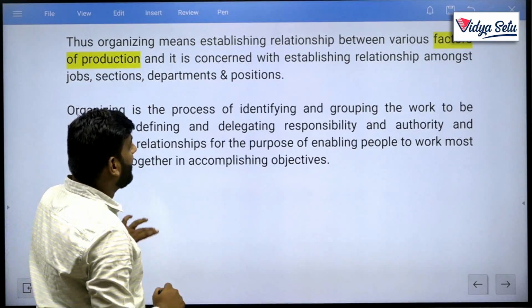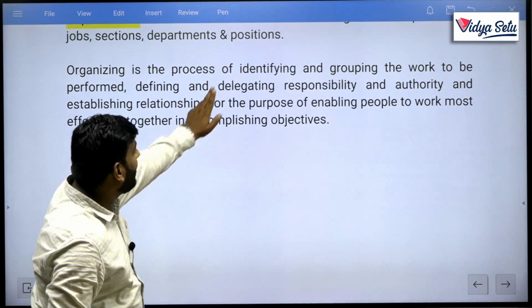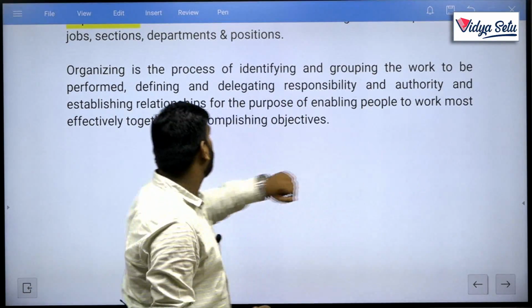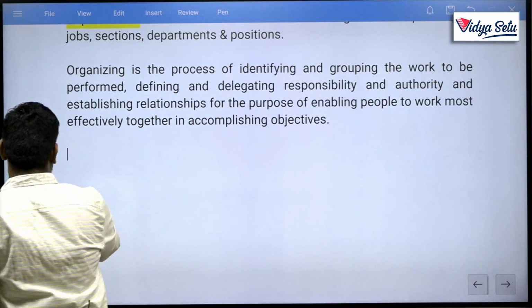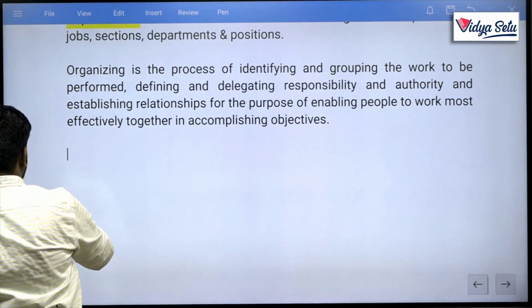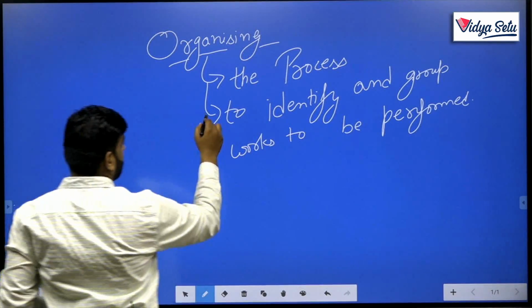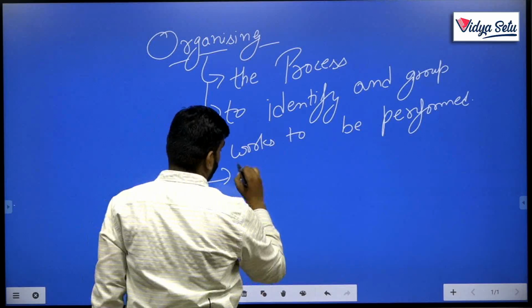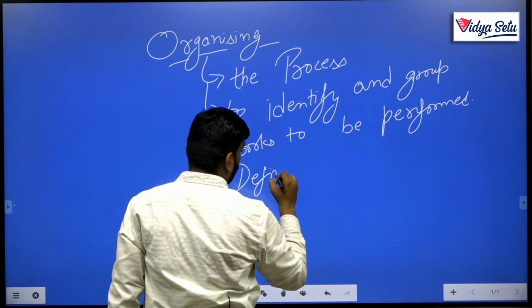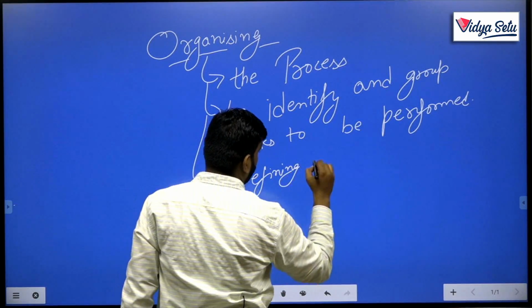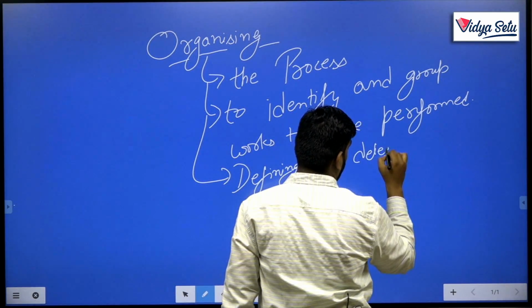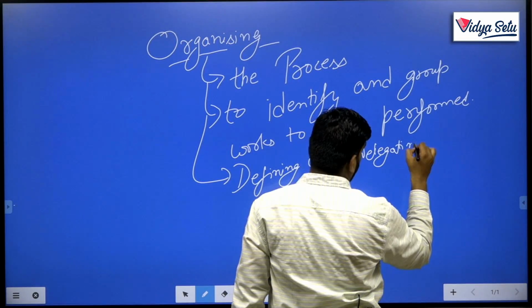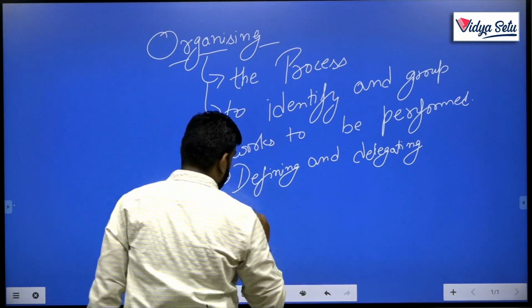After identifying and grouping the work, the next steps are defining and delegating responsibility and authority, and establishing relationships. So let's understand what that means. Defining and delegating responsibilities.